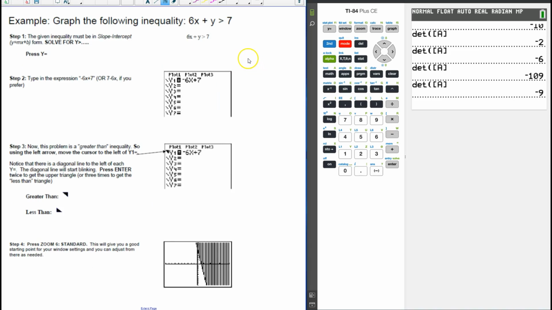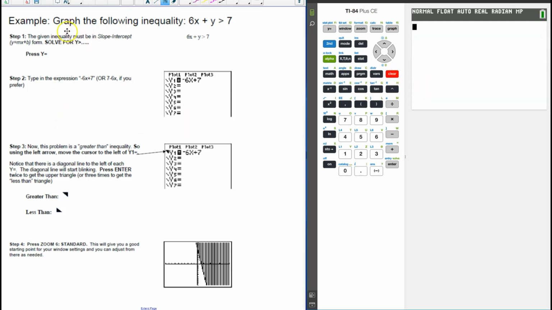Alright, now moving along, the third idea, there's going to be 4 ideas that we learned. So the third idea now, I'm just going to clear my calculator over there, is how to graph an inequality, a single inequality in our calculators. Alright, so first thing we have to know is if we've got something like this and the y is not by itself up front, first thing we got to do is get that y by itself. So that's just using your old Algebra 1 stuff.